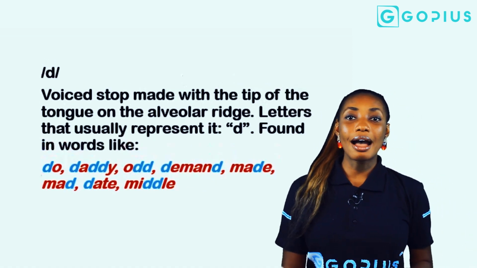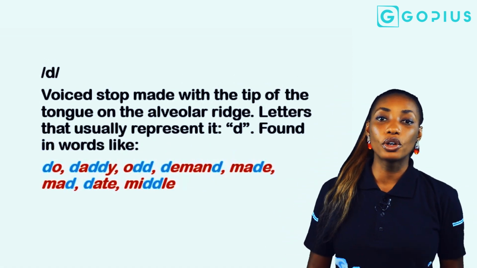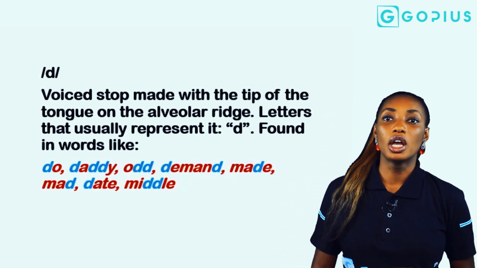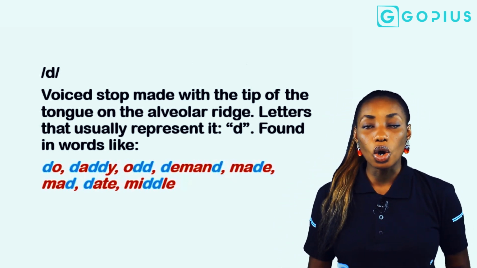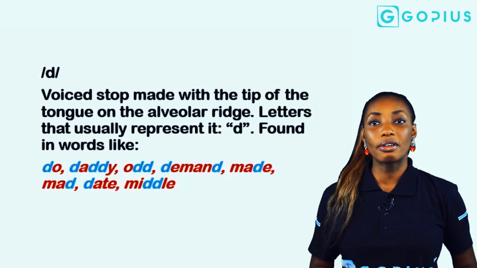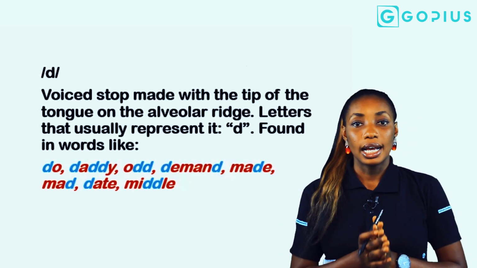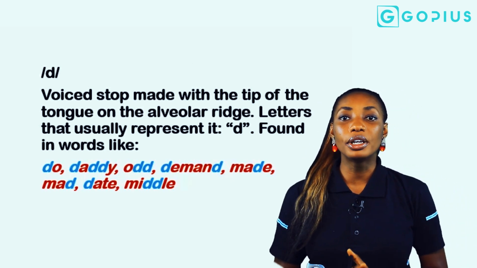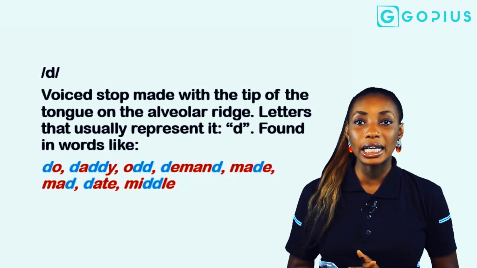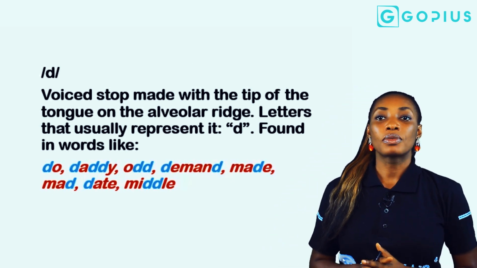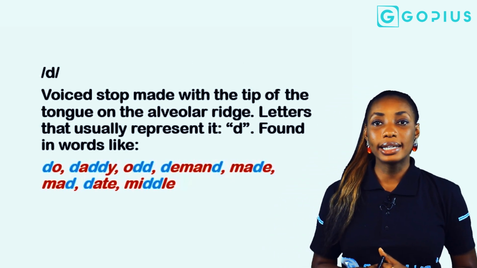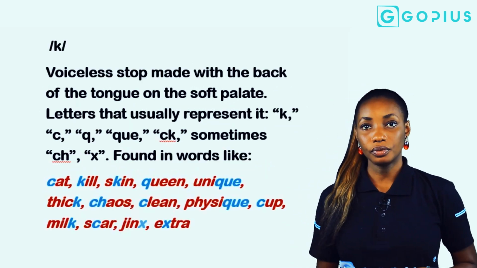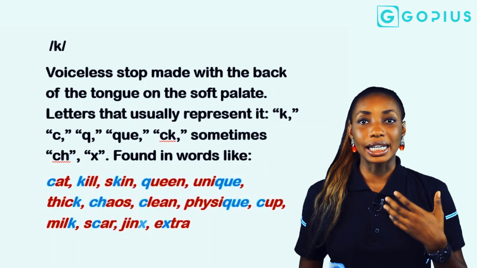Okay, now we have the voiced alveolar stop or plosive, made with the tip of the tongue on the alveolar ridge. Letters that represent it is the D, letter D of the alphabet, found in words like do, daddy, odd, demand, made, mad, date, middle.